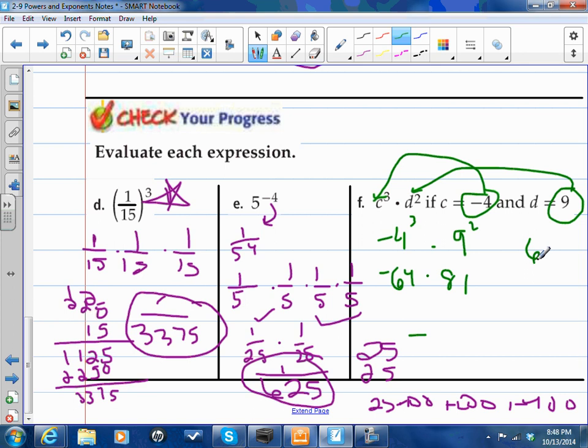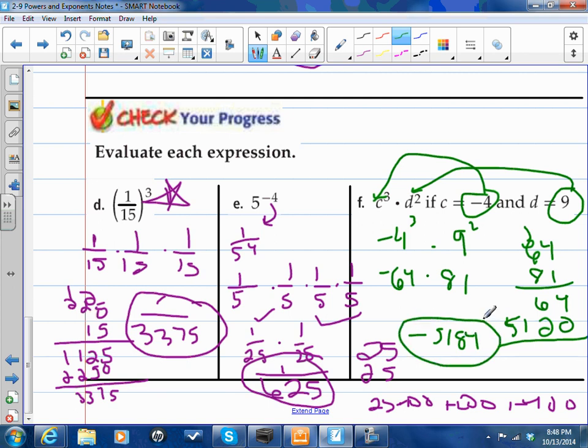You can work this out using your regular multiplication. 1 times 4 is 4. 1 times 6 is 6. 8 times 4 is 32. 8 times 6 is 48. Plus 3, 451. Add those together for a total of 5,184. Again, I'm liking those exponents a little bit more and more as we go here.